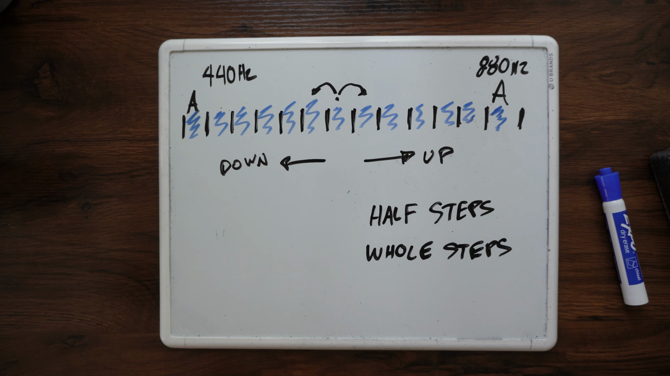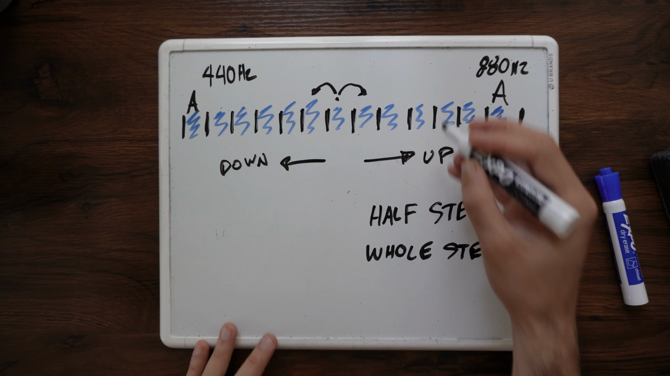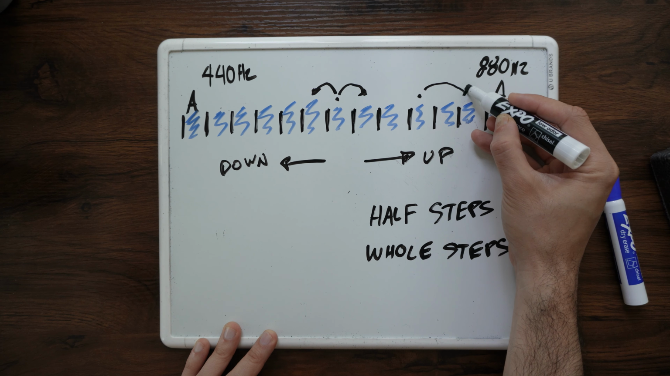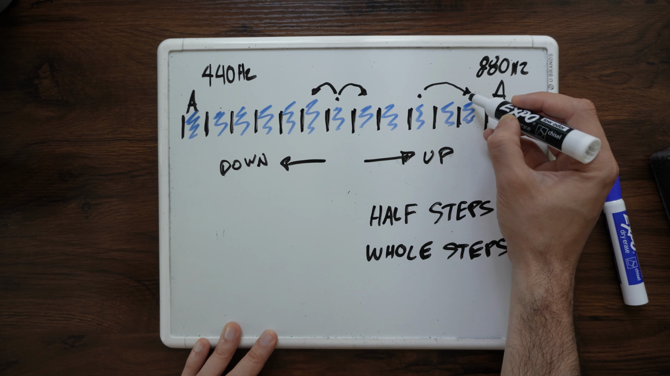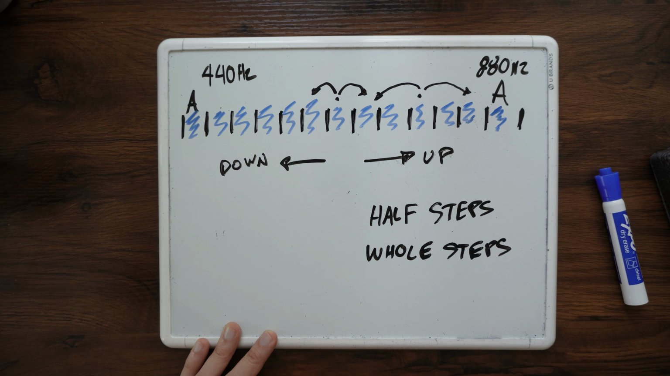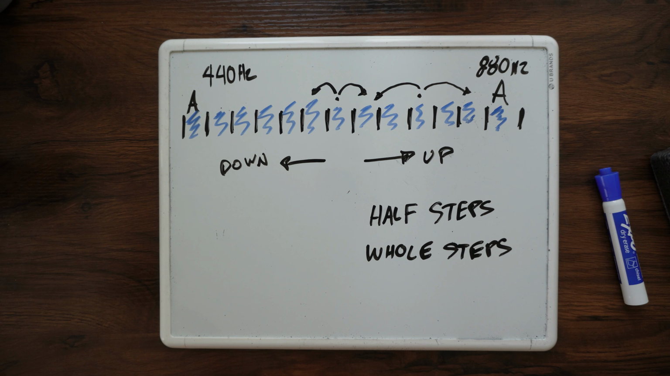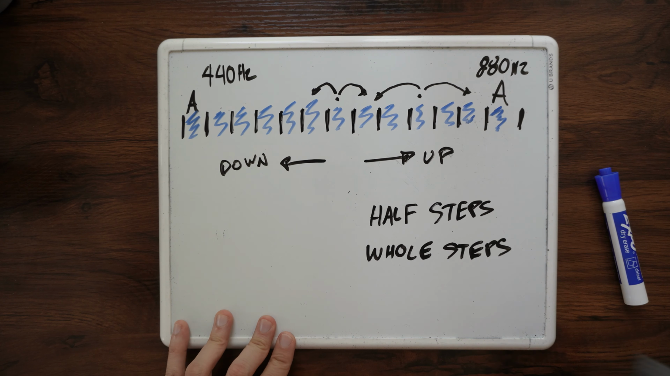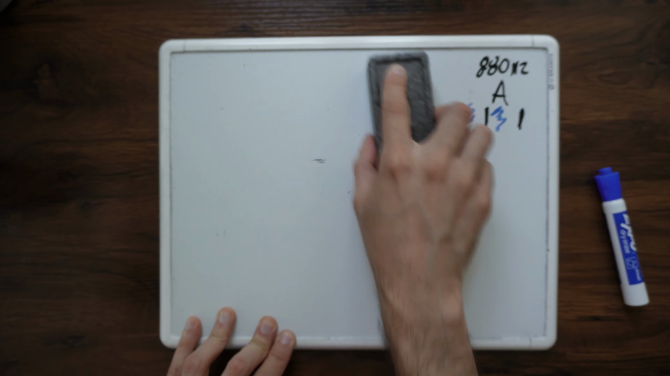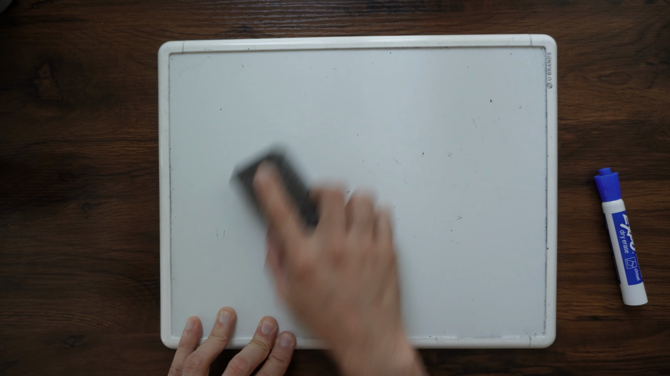A whole step is essentially two half steps. If I'm on this location, going up a whole step means to skip the next note and get to that one, and going down a whole step, same thing, to go the other direction. That's all half steps and whole steps are. Now that we know that, I'm going to get rid of this so we can start actually learning the notes in the system.